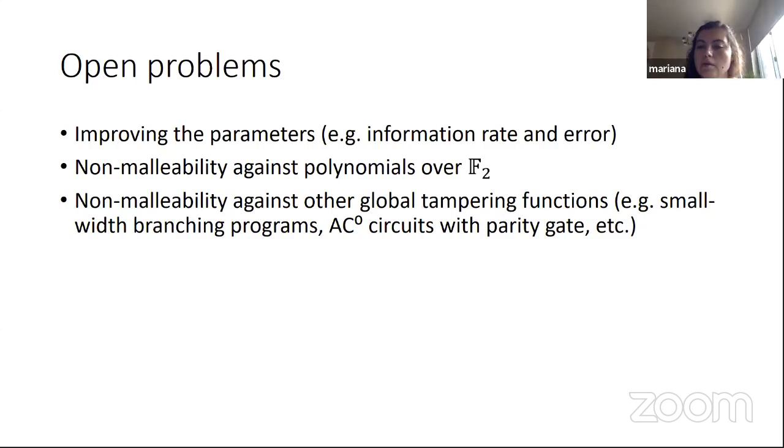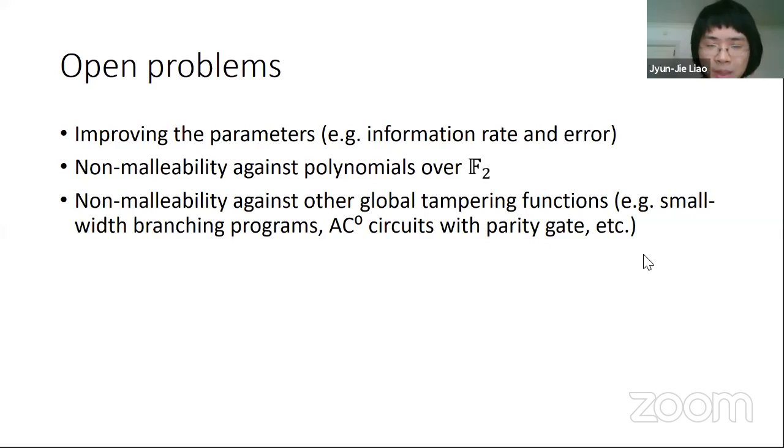Thank you. So we already have some questions. The first question is from Anna Kaplan. The question is, can you go into more detail why you chose to look at polynomials over FQ for the tampering functions? Was the use in arithmetic circuits the motivation?